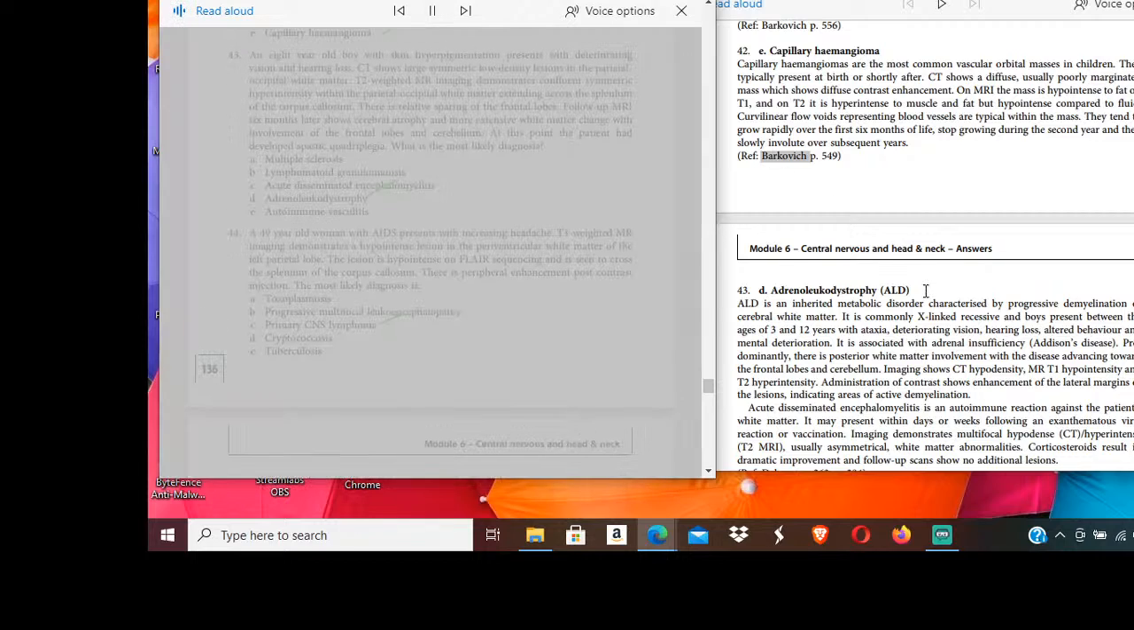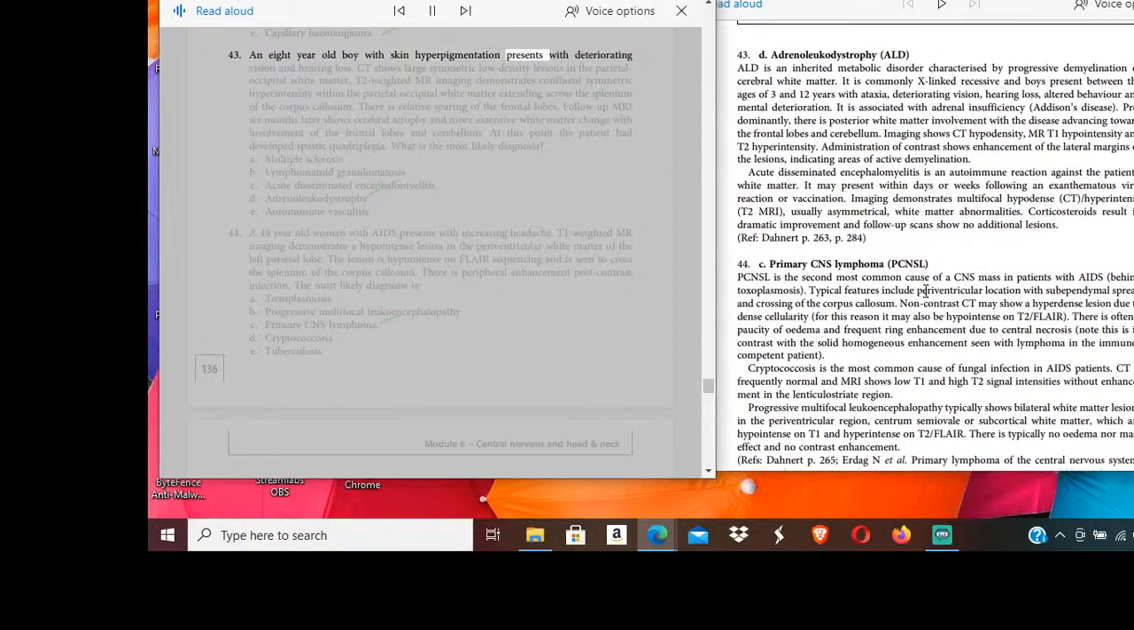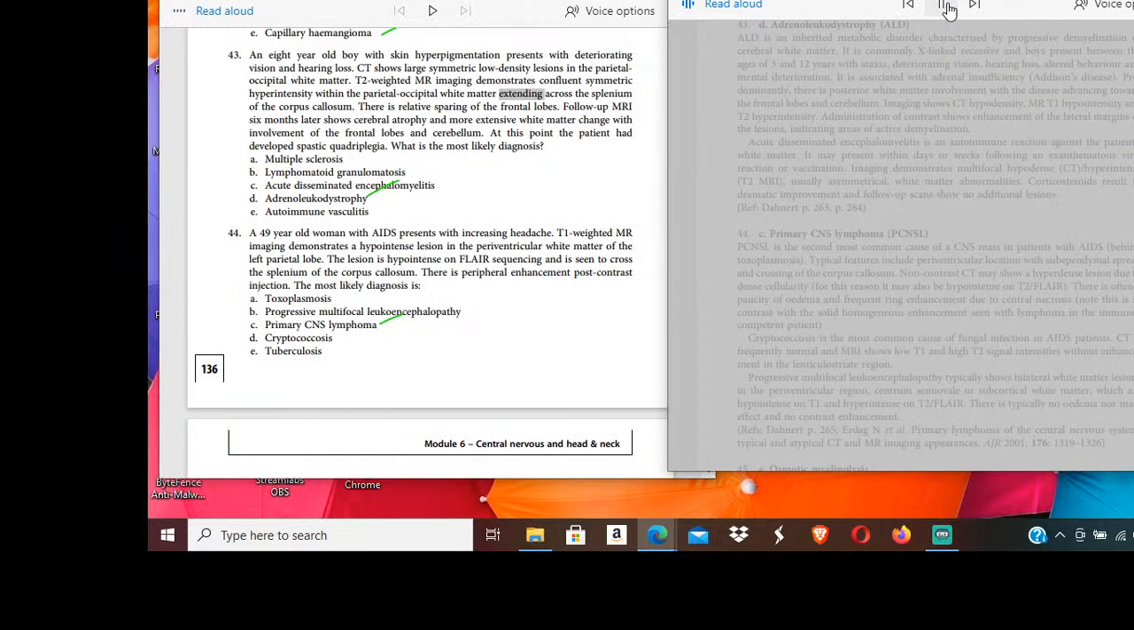E. Capillary hemangioma. 43. An 8-year-old boy with skin hyperpigmentation presents with deteriorating vision and hearing loss. CT shows large symmetric low-density lesions in the parietal occipital white matter. T2-weighted MR imaging demonstrates confluent symmetric hyperintensity within the parietal occipital white matter. 43. D. Adrenoleukodystrophy, ALD. ALD is an inherited metabolic disorder characterized by progressive demyelination of cerebral white matter.